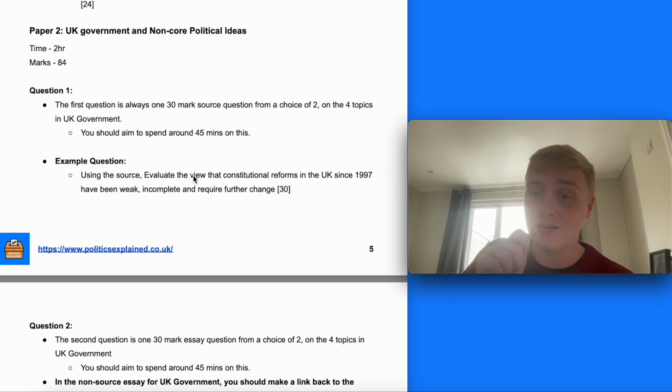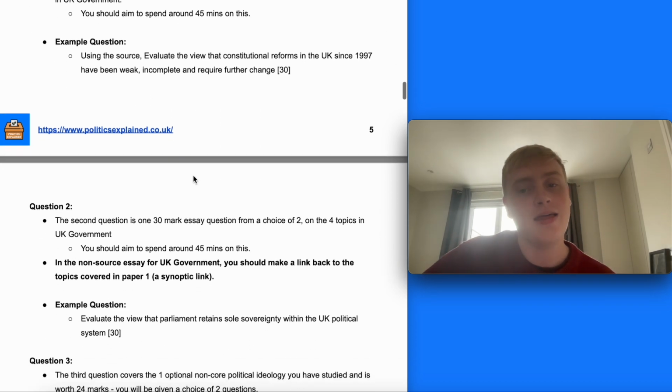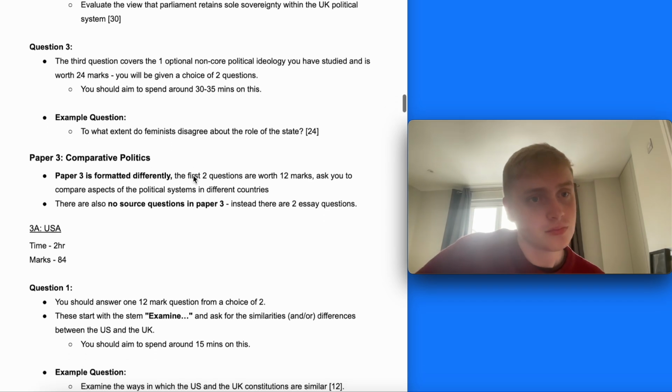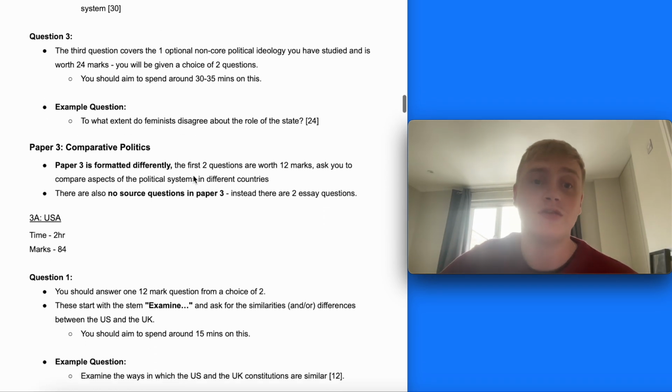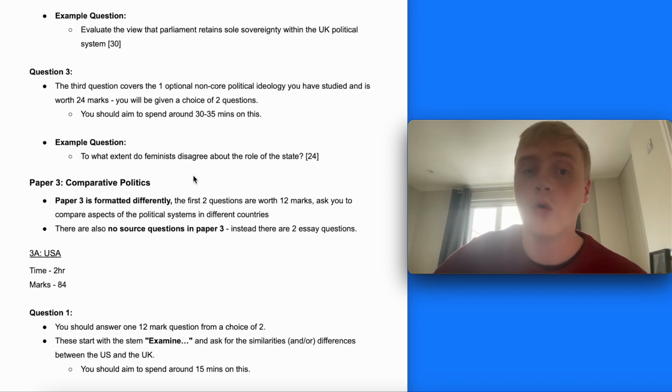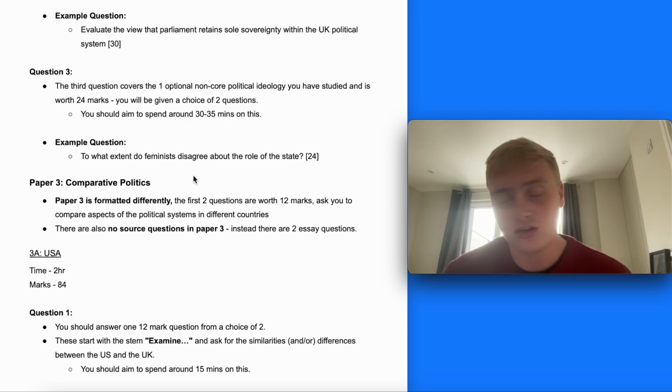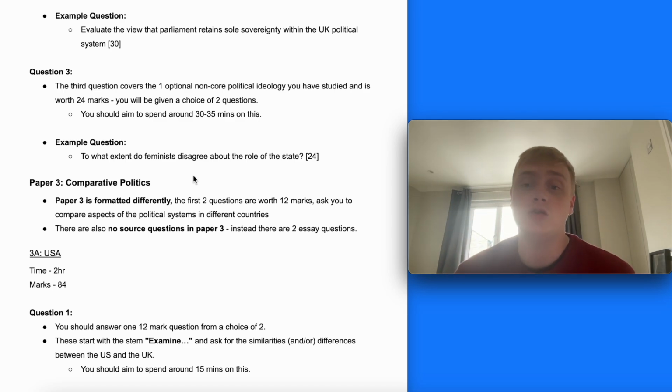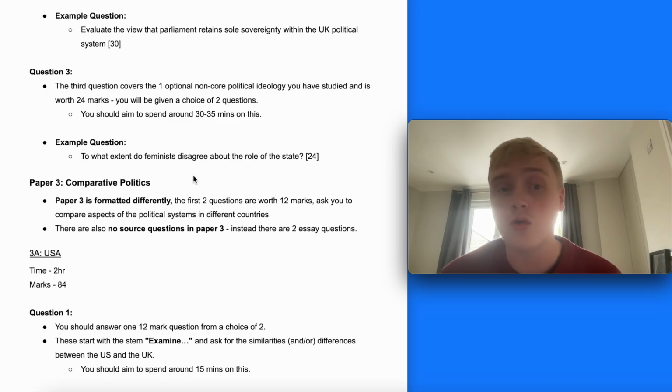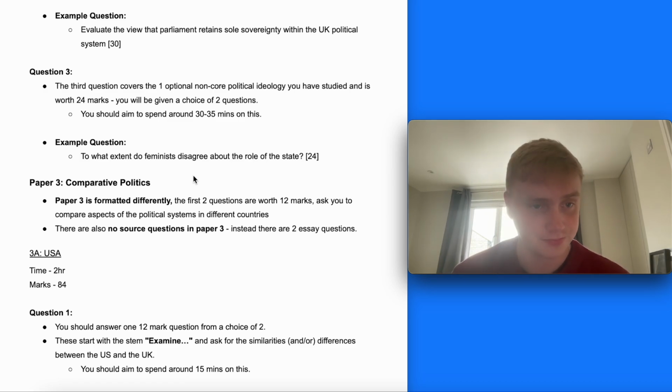The only difference is that the source and the essay questions are on UK government, so on the constitution, parliament, PM and the executive, or relations between the branches, rather than UK politics. And then the ideologies question, where you also get a choice of 2 questions, but it's on the non-core political ideology that you study. So say you do feminism, you have a choice of 2 questions from feminism.